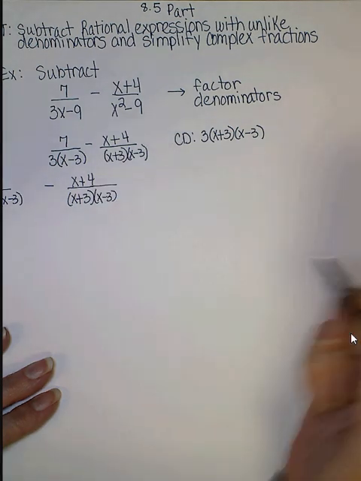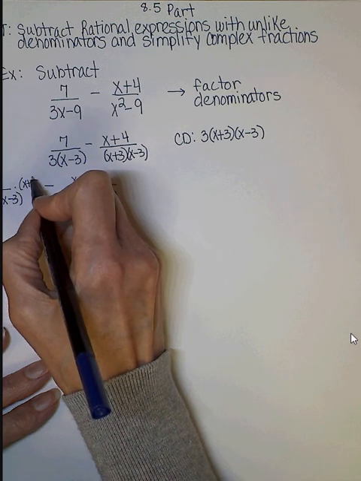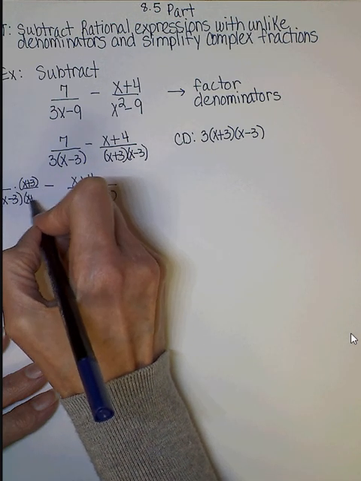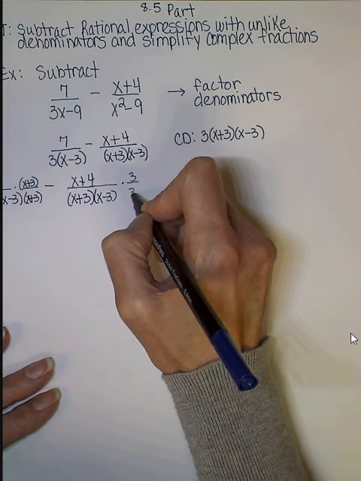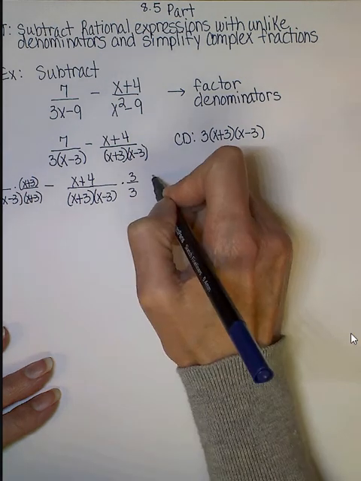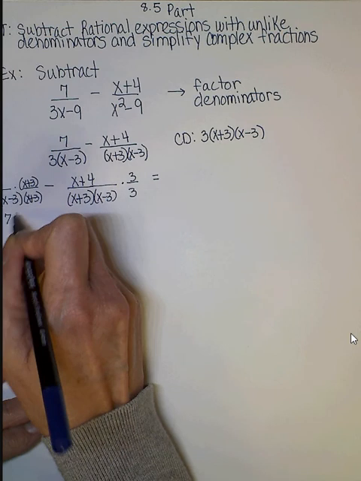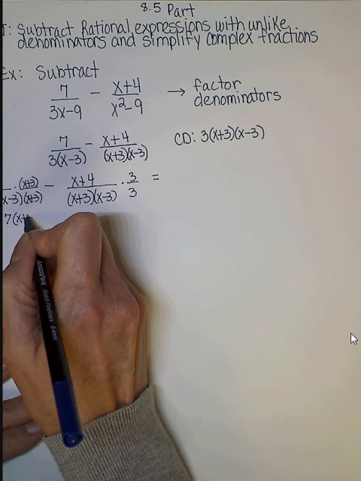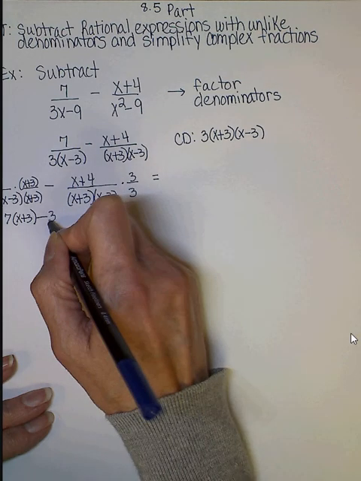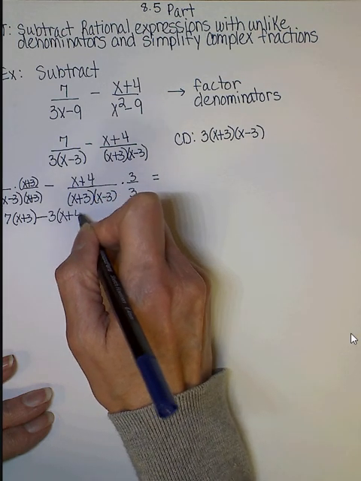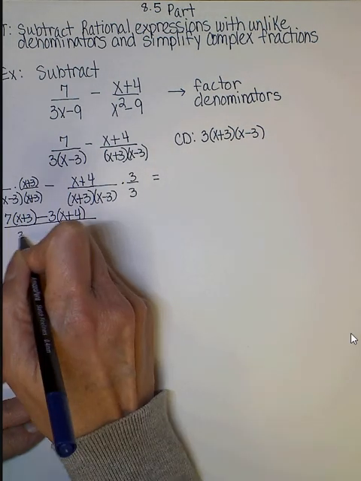Alright, so this one is missing the x plus 3. So I'm going to multiply by the x plus 3. This one is only missing the 3. So top and bottom. Okay, so if I multiply all of this, and then I'm just going to write this 3 in front. So I'll make sure I do. And then I'll have my common denominator here.